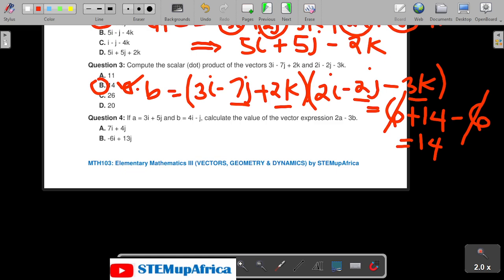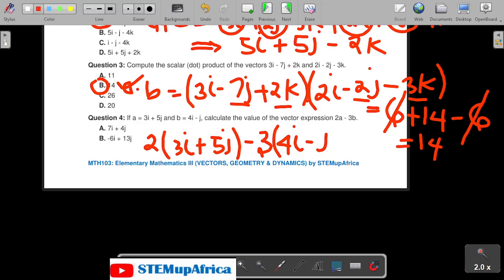So let's look at question 4. It says calculate the value of the vector if vectors A and B are given, 2A minus 3B. So 2A will give us 2 into vector A, which is 3i plus 5j, minus 3 into vector B, 4i minus j. So all we need to do is to open the bracket. The first bracket will give us 6i plus 10j. The second will give us minus 12i plus 3j.